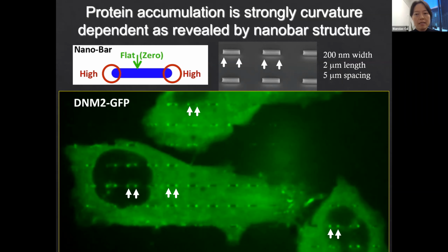Using nanofabrication gives a lot of flexibility. So using nanofabrication, we can also make those nanobars. If you think about it, it's like a book standing on a table. So at the end of the nanobars, it's high curvature. In the middle is relatively flat. We are imaging around the middle of the height. And if you look at Dynamin GAP, it's such a strong contrast. The protein preferentially accumulates at the end of the nanobar with high curvature, much less along the middle, where the curvature is low.